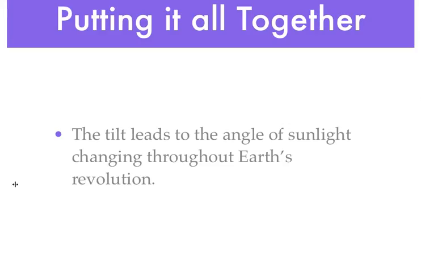So putting it all together, this is a quick little sentence that summarizes it very concisely: the tilt leads to the angle of sunlight changing throughout Earth's revolution. Yes, there's a lot more detail, so what I'd like you to do now is begin to put it all together and explain what causes the seasons in your own words.